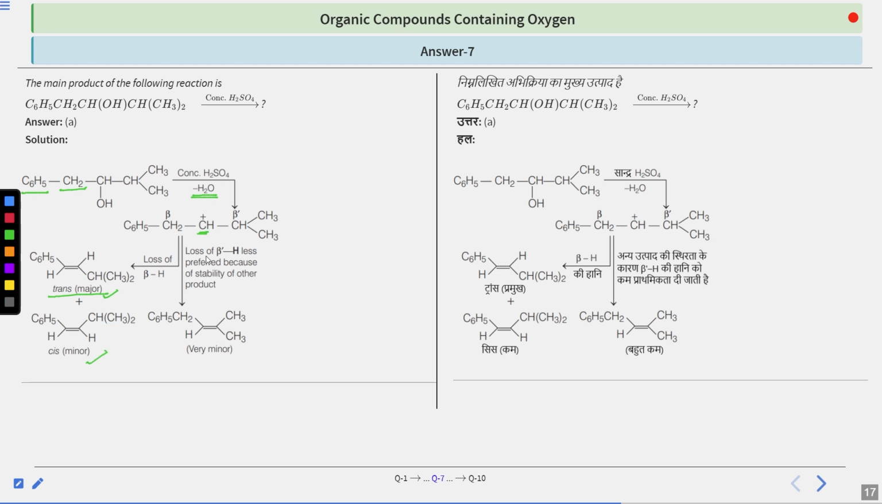Okay. And if you eliminate the beta prime hydrogen, which is less preferred because the stability of the trans and cis products we get from the loss of beta hydrogen is more, so that is why they will be the main product. But still, if you eliminate the beta prime hydrogen, a compound will form, C6H5CH2CH=C(CH3)2, which is very minor. Okay, so the major product formed will be this trans one when you lose the beta hydrogen from the beta carbon. So that is why we have our correct answer as option A.